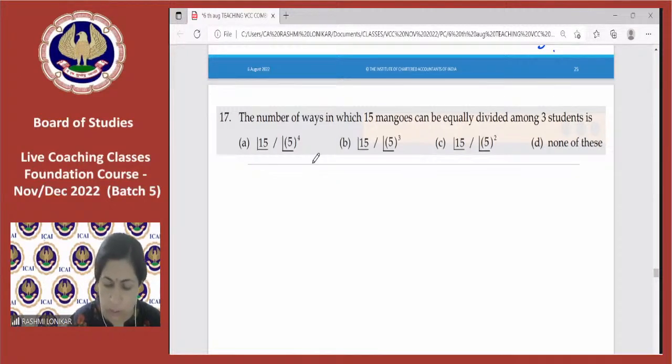4 factorial into 0 factorial is 4 factorial. 0 factorial is how much? 1. So 4 factorial is 24 into 1. So 24.